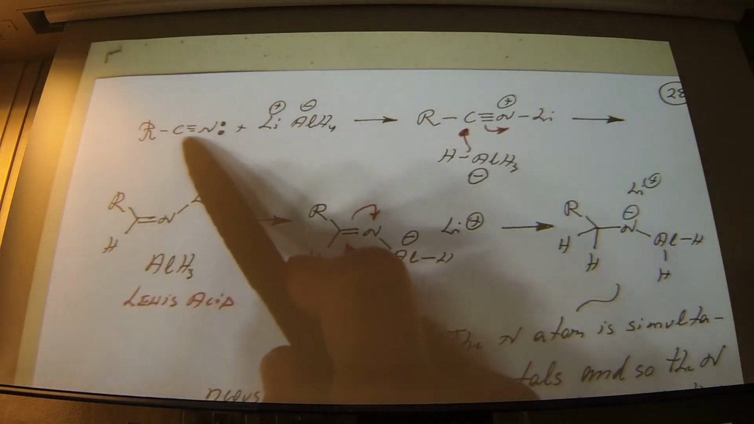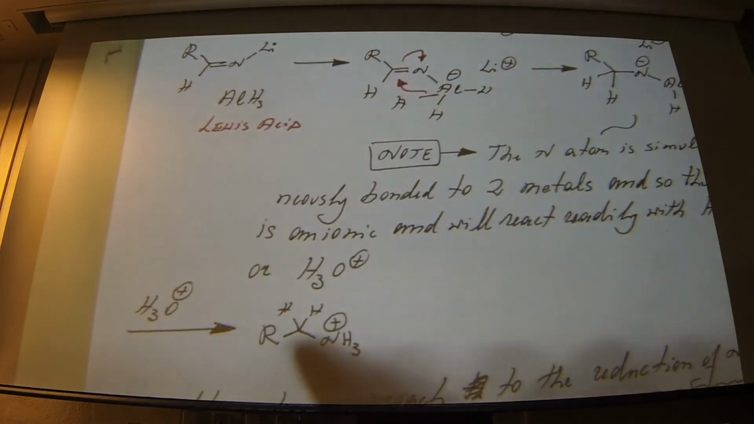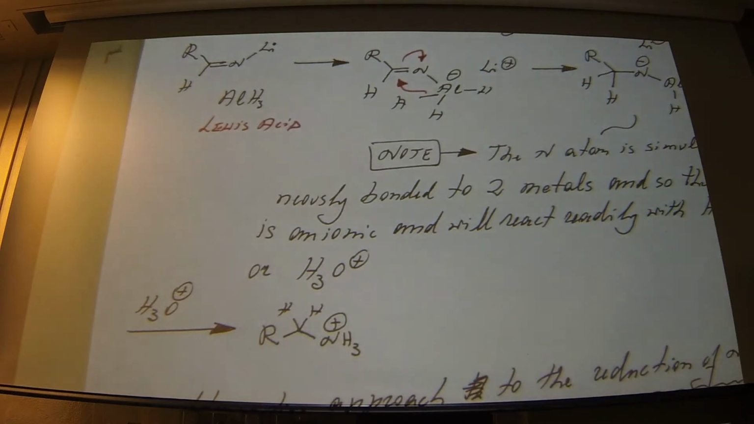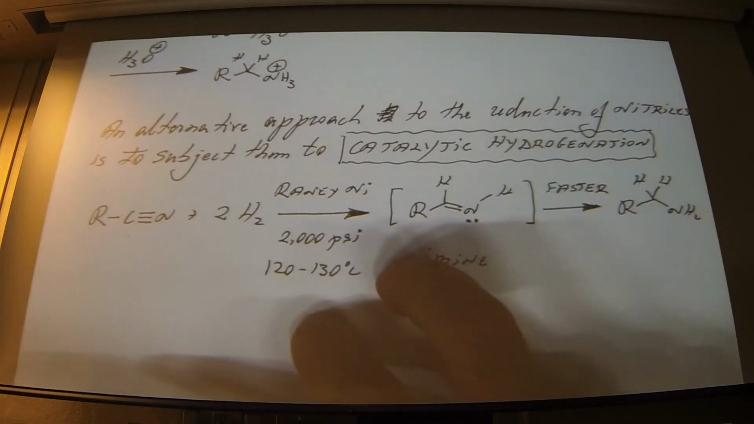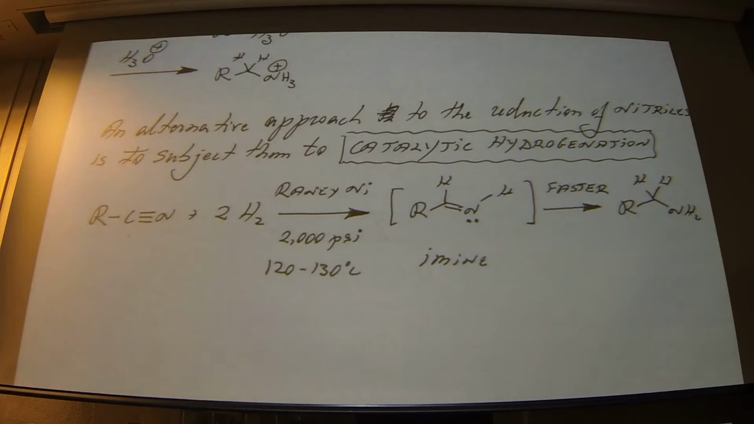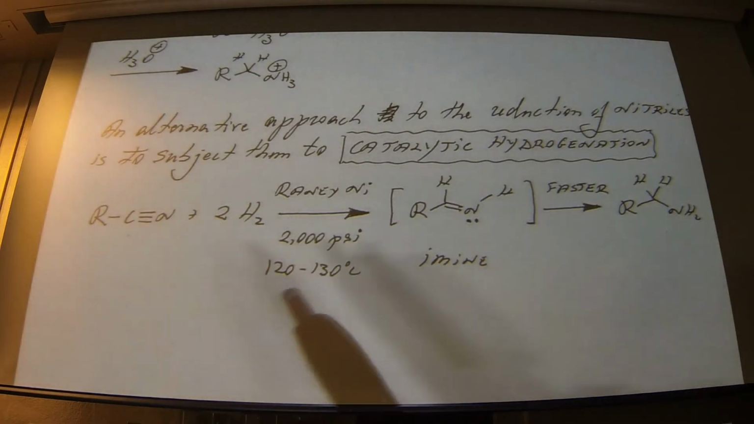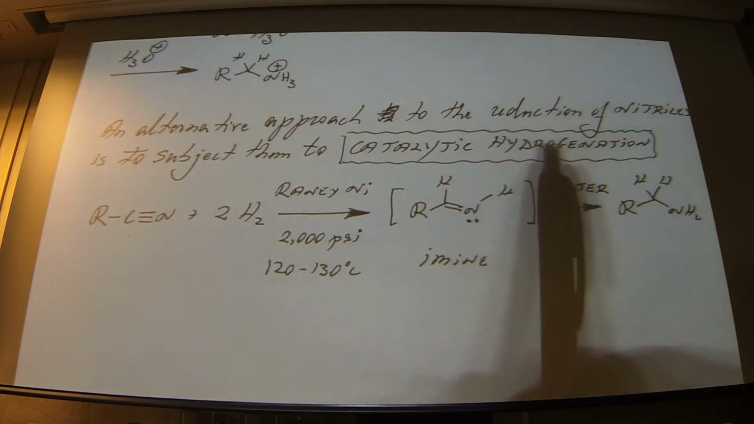Now this is not the only way to take a nitrile and convert it into an amine. The other way to do that is by catalytic hydrogenation. And remember that carbon-carbon double bonds and carbon-carbon triple bonds can be hydrogenated using hydrogen gas and typically palladium or platinum on carbon as a catalyst. Well, guess what? Carbon-nitrogen triple bonds and carbon-nitrogen double bonds can also be hydrogenated.